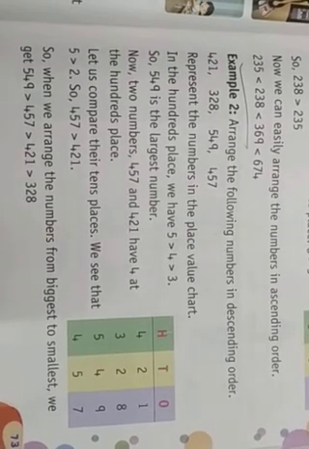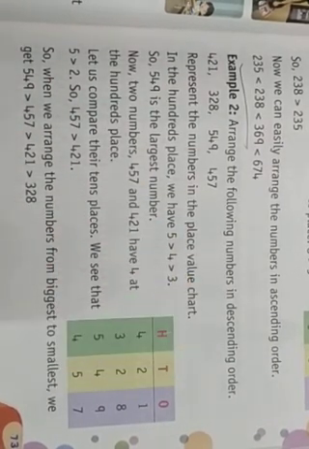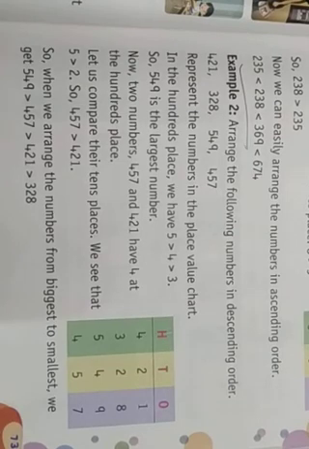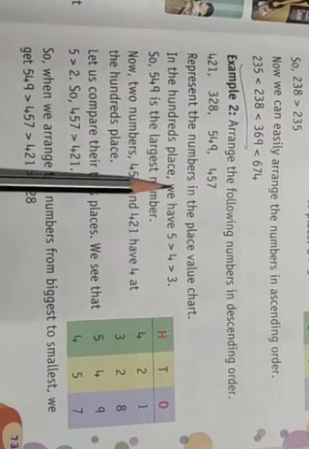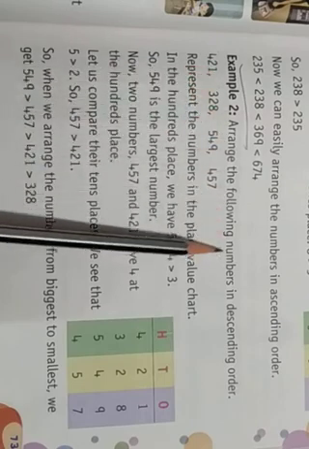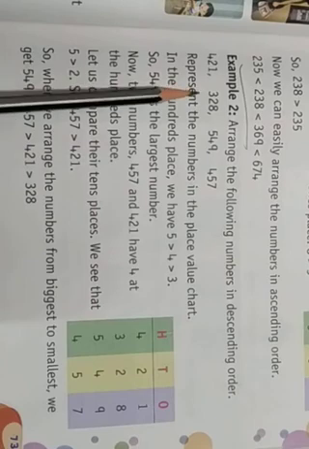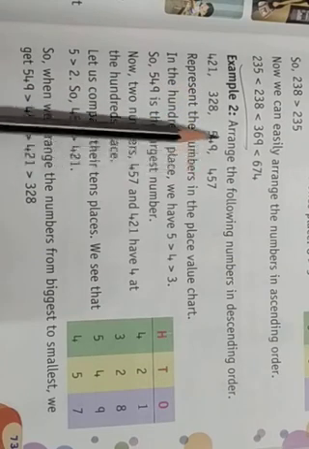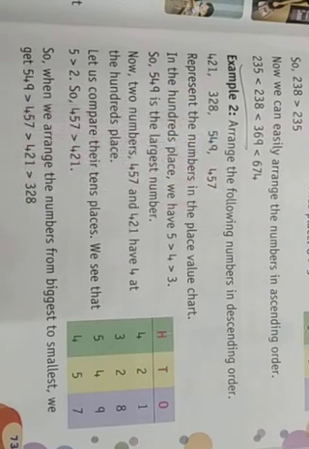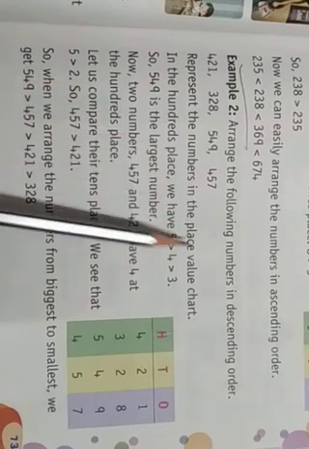Arrange the following in descending order. Descending order, as I told you, means the biggest number first and the last is the smallest number. Arrange the following numbers in descending order: 421, 328, 549, 457. Represent the numbers in the place value chart.